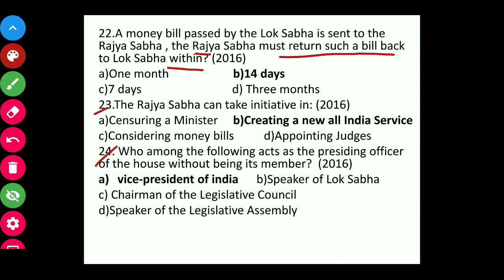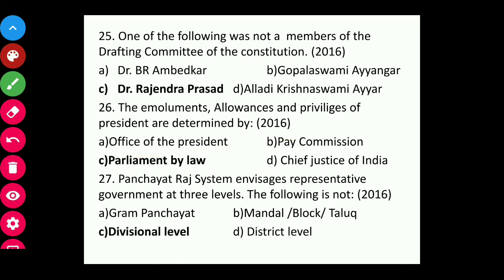The Rajya Sabha can take initiative in. Who among the following acts as a presiding officer of the House without being its member? One of the following was not a member of the drafting committee. The emoluments, allowance and privileges of the President are determined by. The Panchayati Raj system envisages representative government at 3 levels. The following is not.